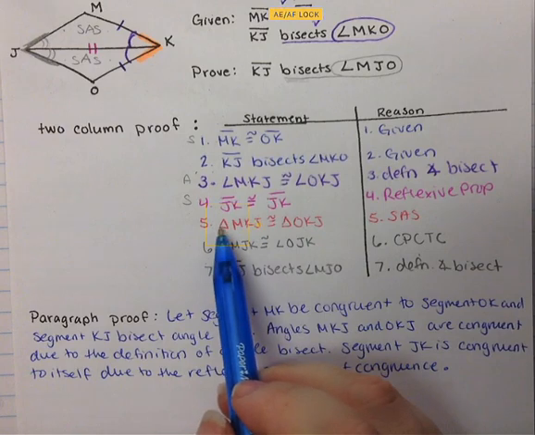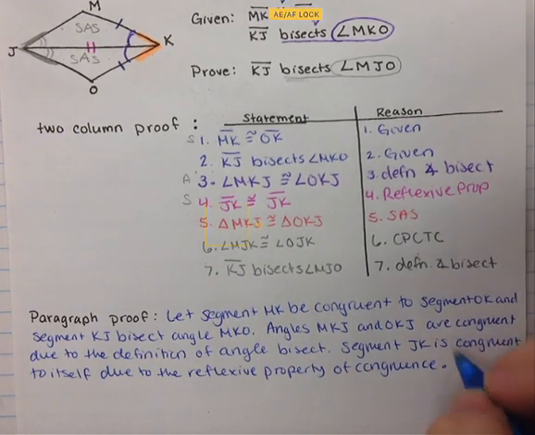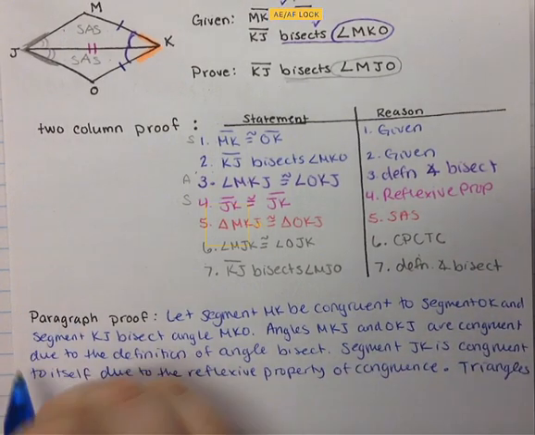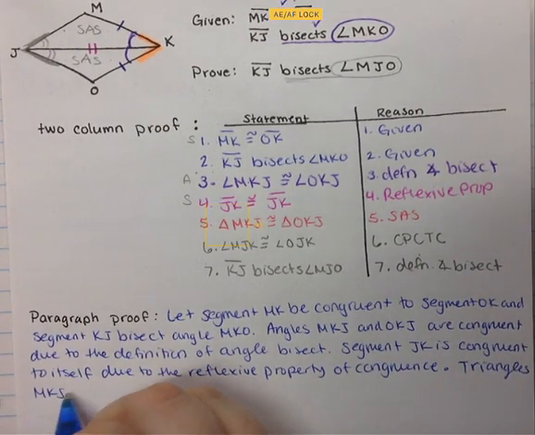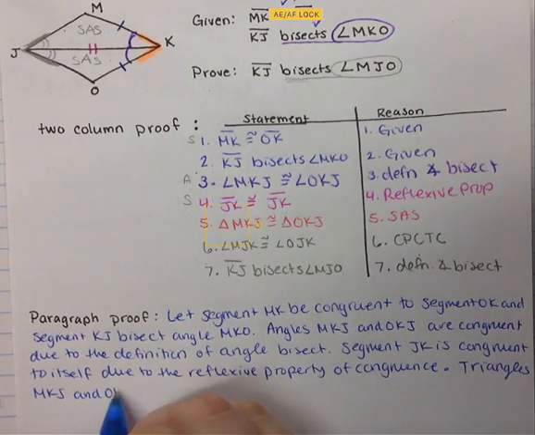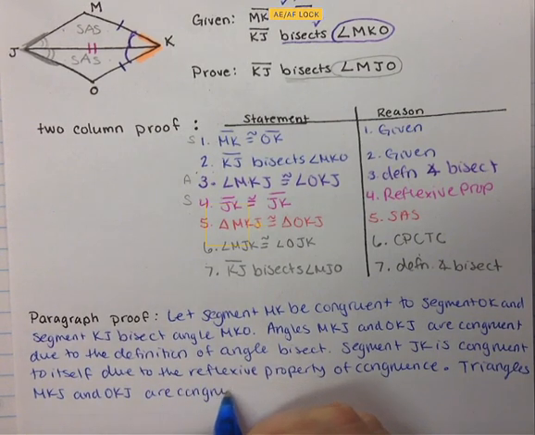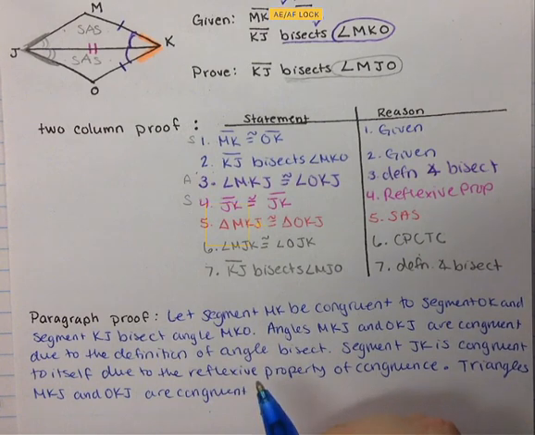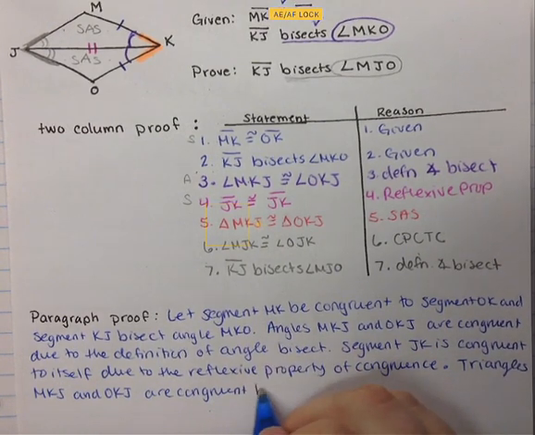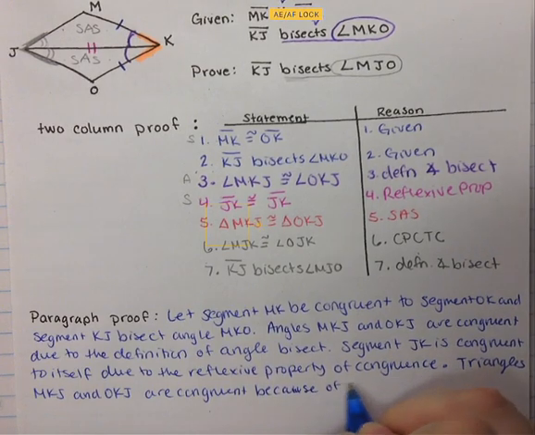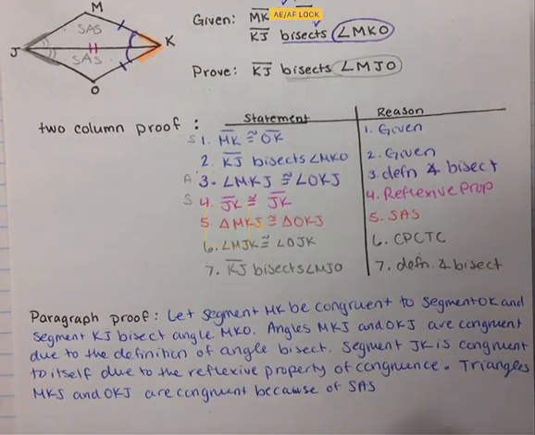Going to that next statement, we have the triangles are congruent, so we can say triangles MKJ and OKJ are congruent because of SAS for side angle side.